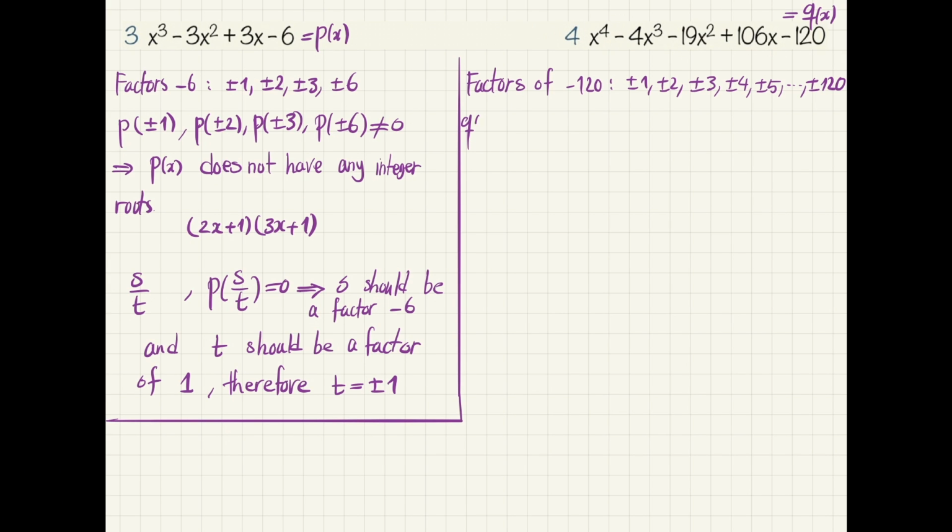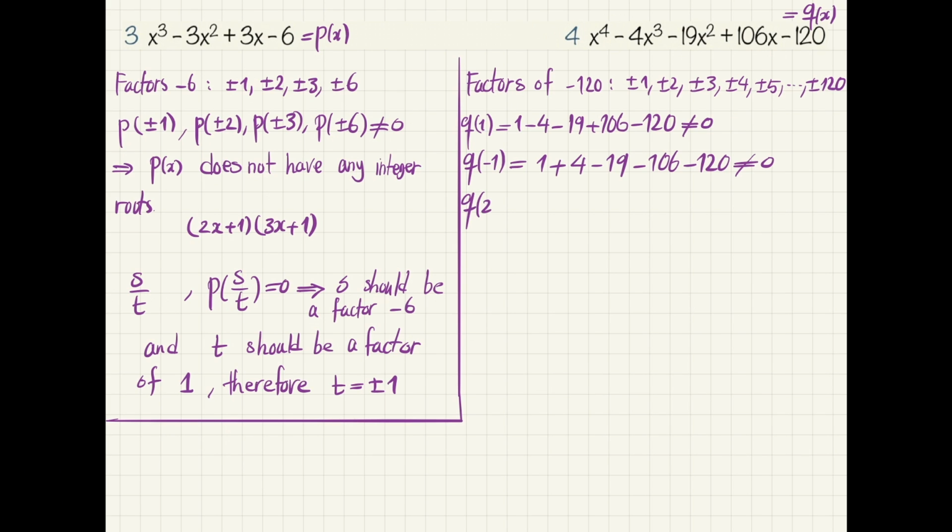So what is q of 1? If I calculate q of 1, it's 1 minus 4 minus 19 plus 106 minus 120. You can immediately see that this number is not equal to 0. So what happens if I calculate q of minus 1? It becomes 1 plus 4 minus 19 minus 106 minus 120. Again, it's not equal to 0.